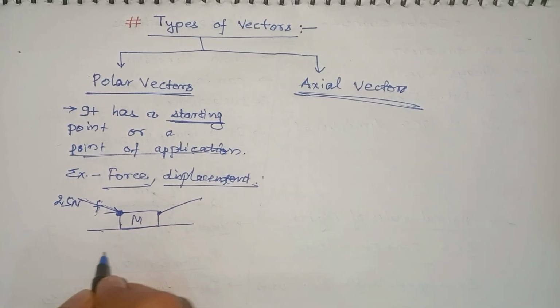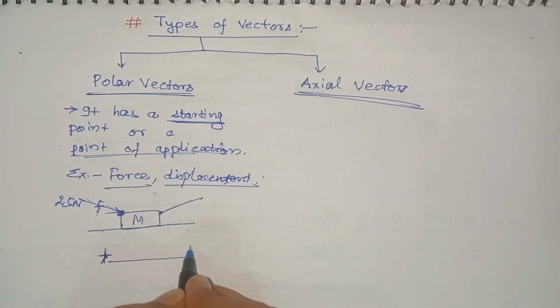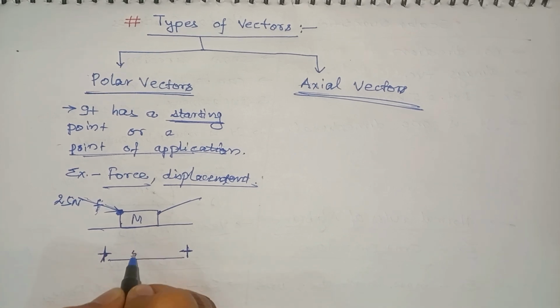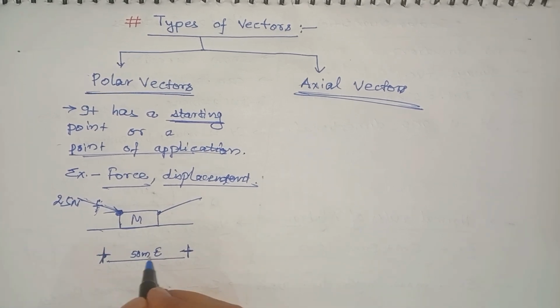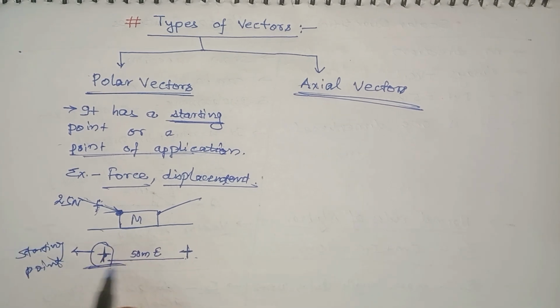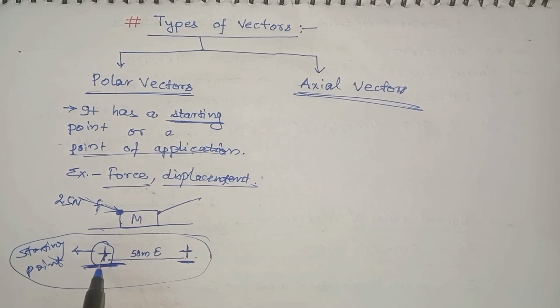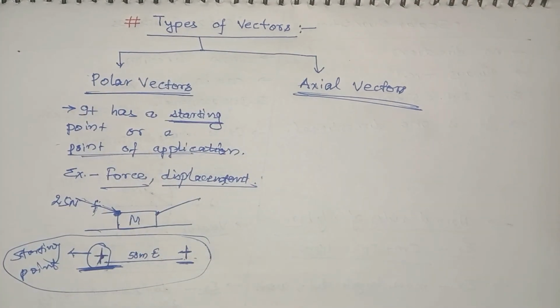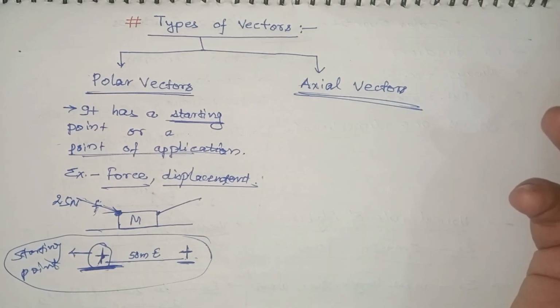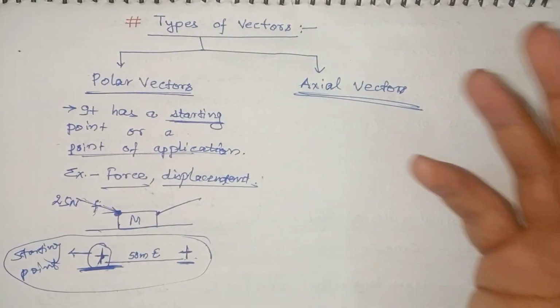In case of displacement, what do we see? Suppose a man is standing here and he has moved to here. We see the displacement is 50 meter east. The displacement has happened 50 meter east. This position is the starting point, and this is the end point. So in this situation, the vector has a starting point. So this is a polar vector. Displacement is a polar vector. It has a starting point. In force, it has a point of application. So it is a polar vector. In this way, polar vector is categorized.